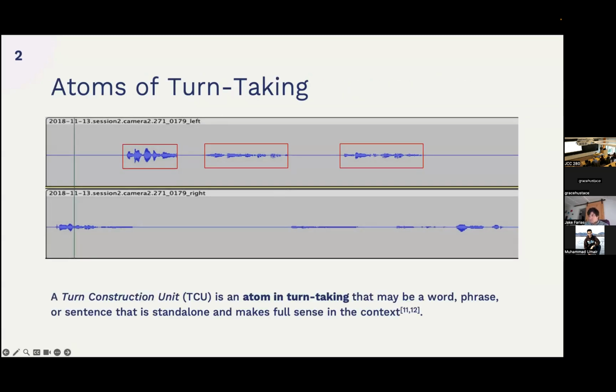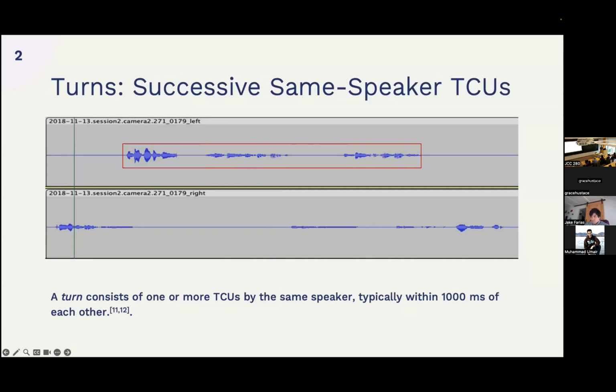And I want to define a few terms using this segment. So the first term is a turn construction unit, which in conversation, we can think of as an atom of turn taking. That can be a word, a phrase, a sentence that just makes standalone sense in that particular context. We know that a collection of TCUs by the same speaker, typically within 1,000 milliseconds of each other, is a single turn by that speaker.